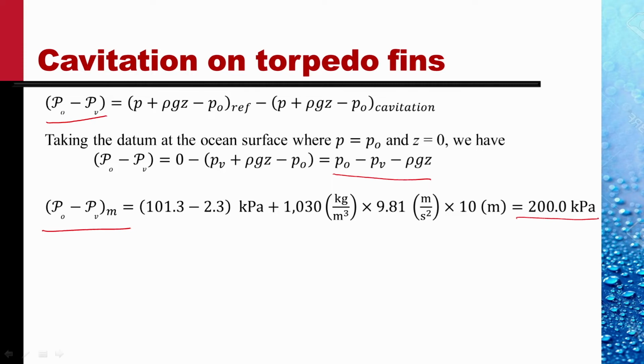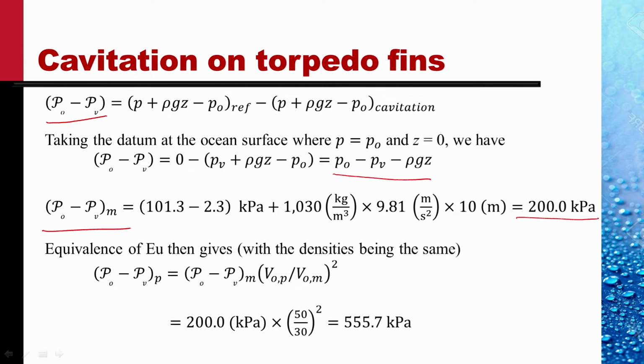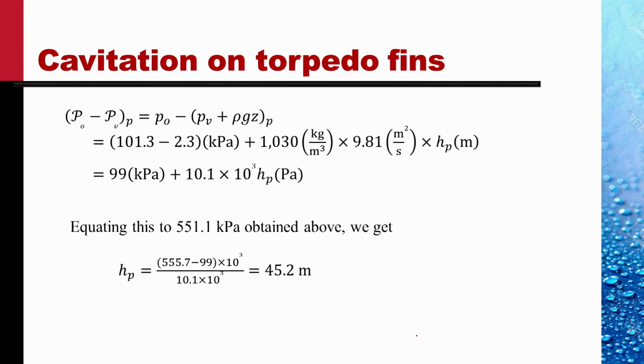When you plug in all the given values, the equivalence of the Euler number between the model and the prototype then gives the value of P naught minus PV for the prototype as 555.7 kilopascal. Almost 2.5 times that for the first case. And from this we can determine the depth must be 45.2 meters.